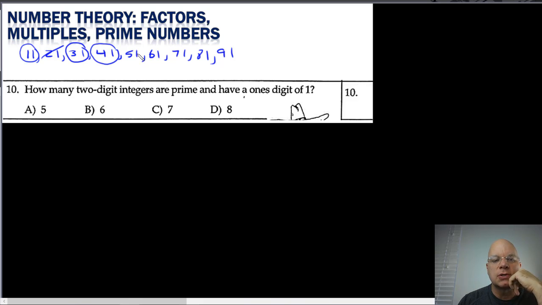For 51, 5 plus 1 is 6, so this is a multiple of 3. It's 3 times 17, so I rule that one out. That's not prime. 61 looks prime.